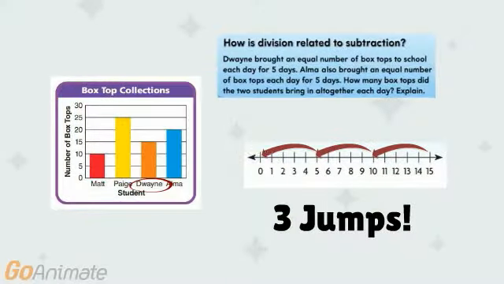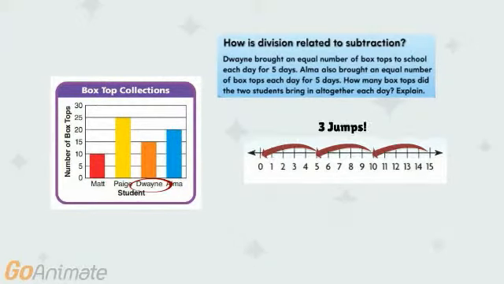And what does that mean? It means that each jump represents how many he brought each day. So, he must have brought 3 each day for 5 days in order to get 15. One way to think about this in a math way is that we can write it as a division sentence. We can say that 15 divided by 5 is equal to 3. So, if we have 15 box tops that are going to be brought in equal amounts for 5 days, how much is that equal amount? It turns out it's 3.